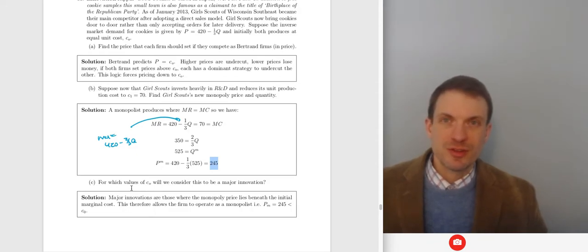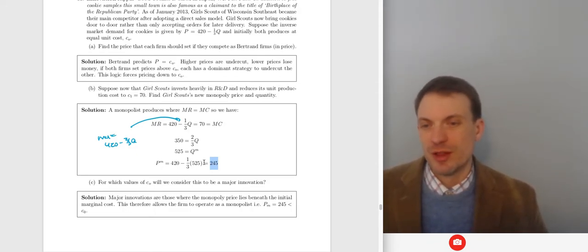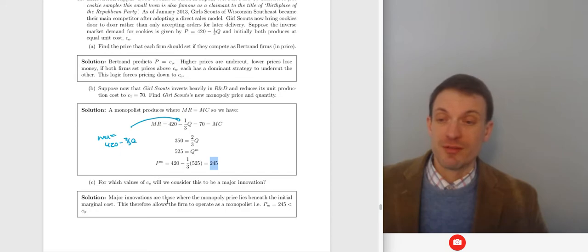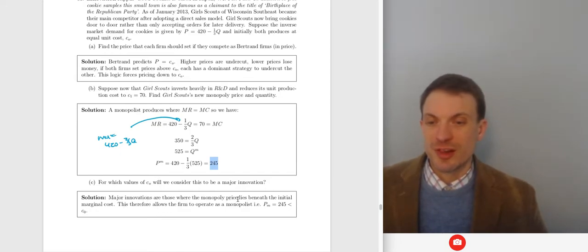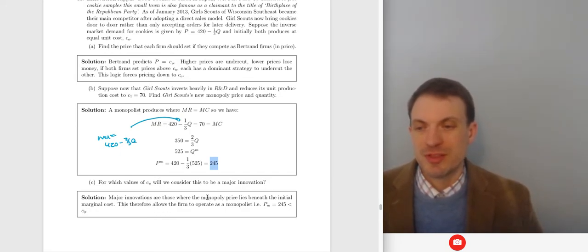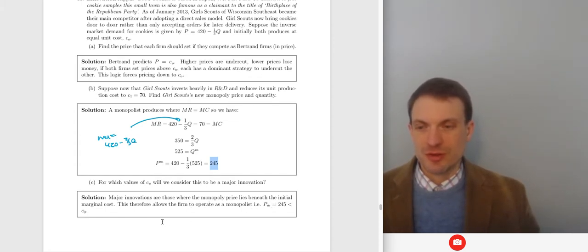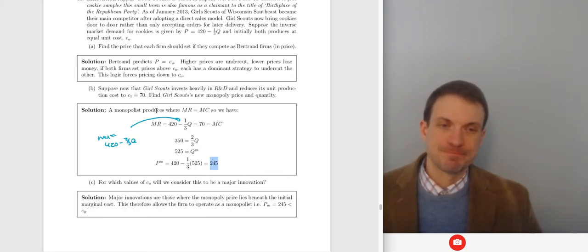For what values of C0 would this be a major innovation? Well, if initially the costs were higher than 245. So major innovations are those where the monopoly price lies beneath the initial marginal cost. This allows the firm to operate as a monopolist. So price equal to 245 is less than C0.